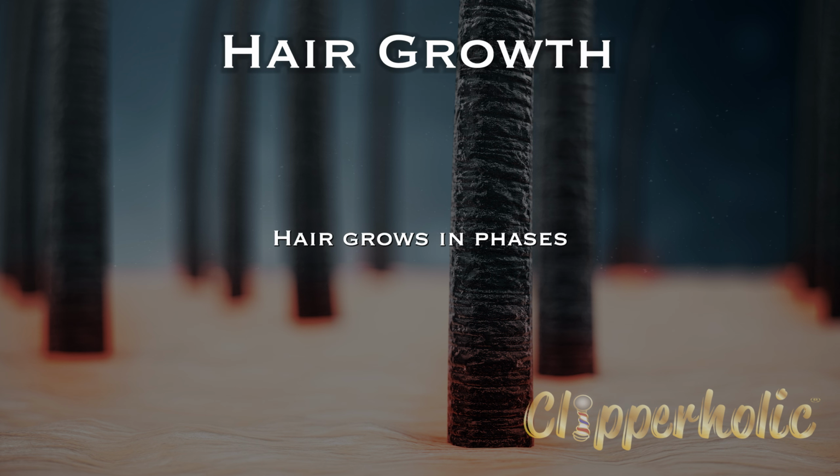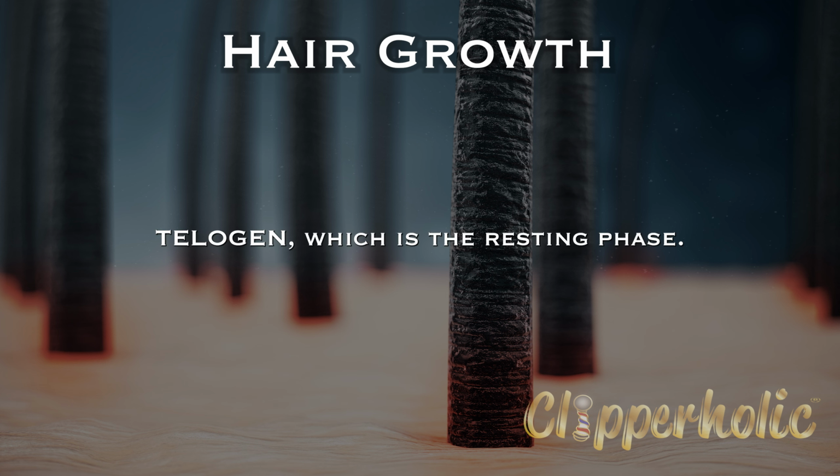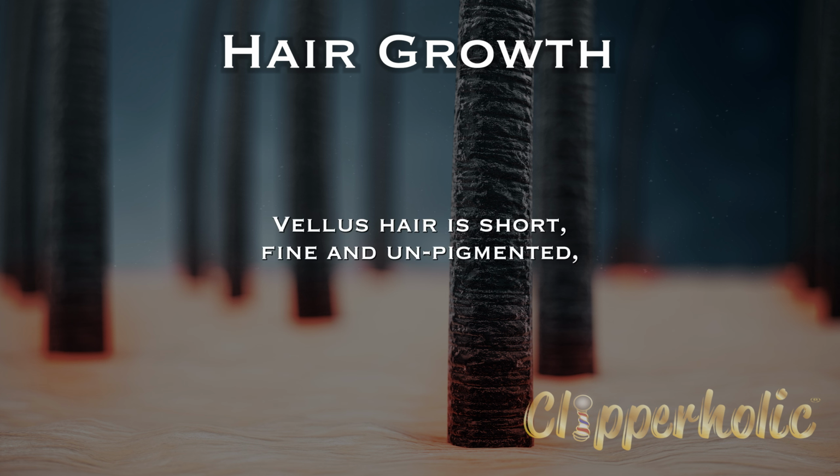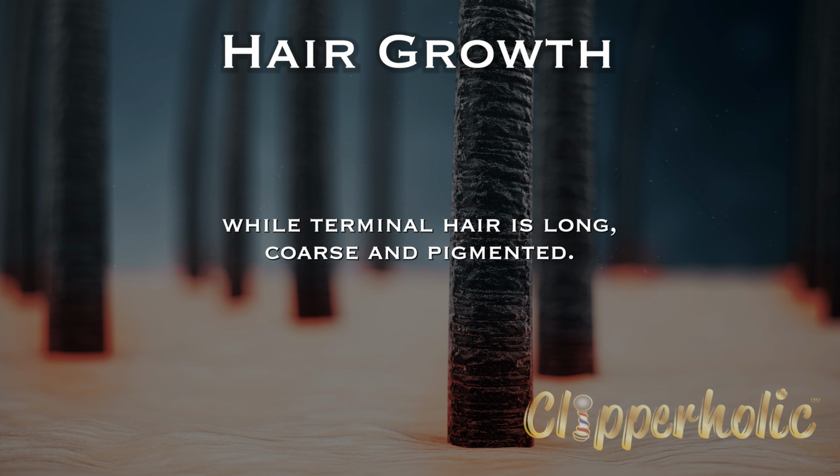Hair grows in phases: anagen, the growth phase; catagen, the transitional phase; and telogen, which is the resting phase. Vellus hair is short, fine, and unpigmented, while terminal hair is long, coarse, and pigmented.